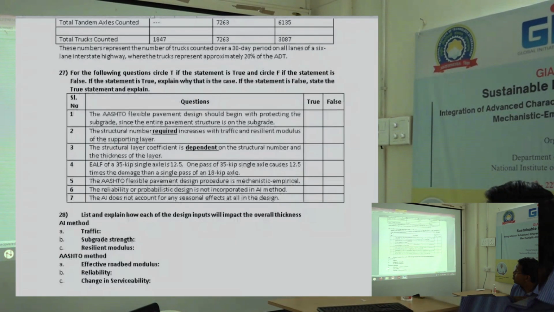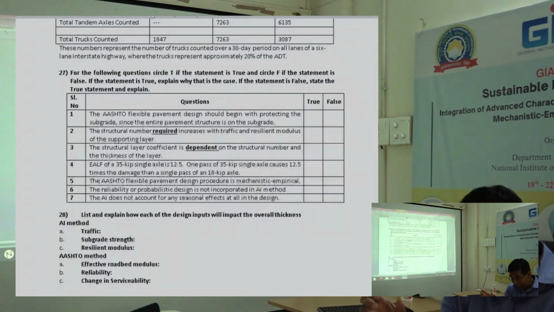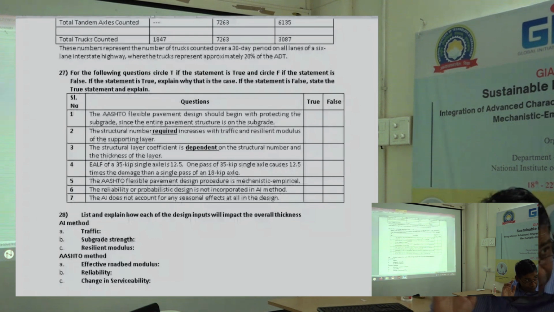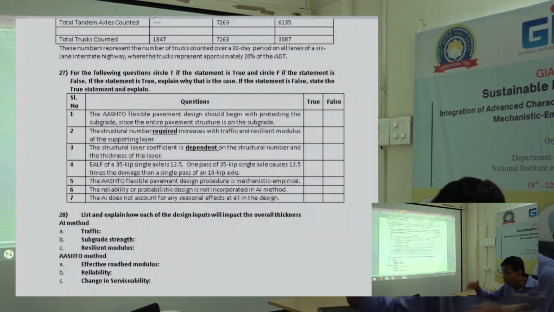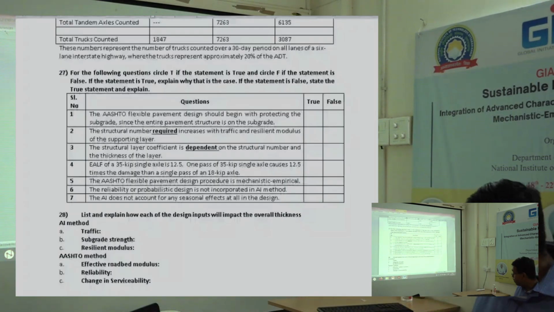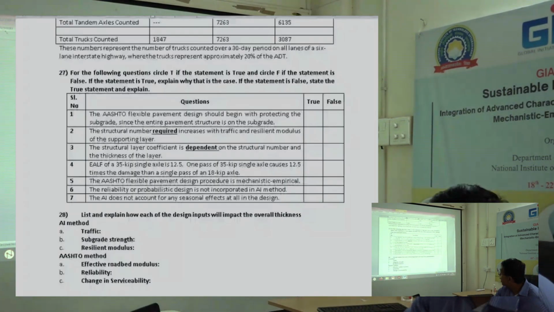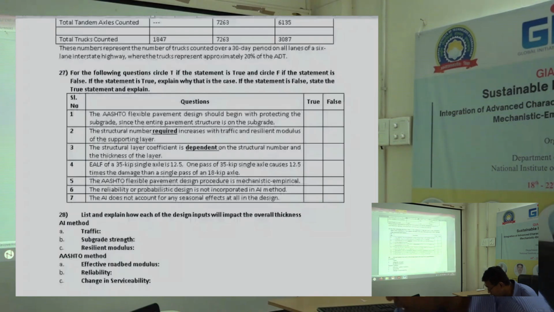Change in serviceability. So I go from delta PSI of 2.5 to, instead of that, 3. Yeah, you are making them go longer, so you will have a greater thickness. Correct. This is a very good one. This exercise is very good. Everybody okay online?